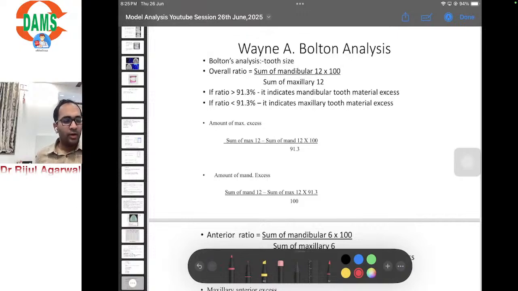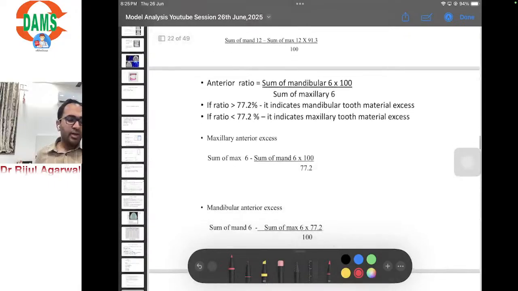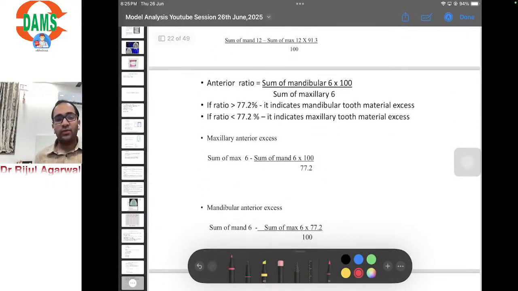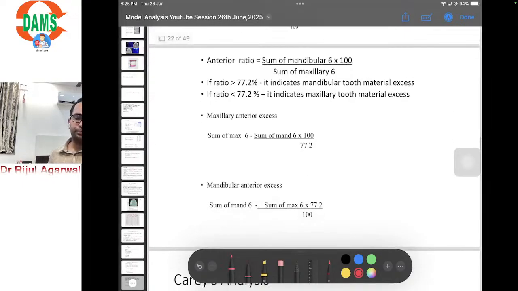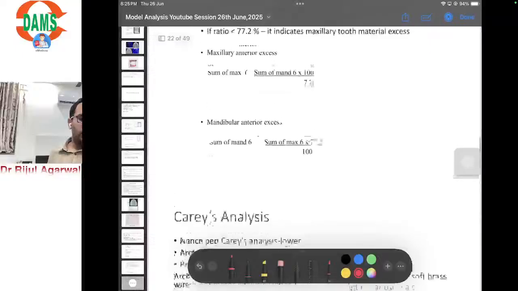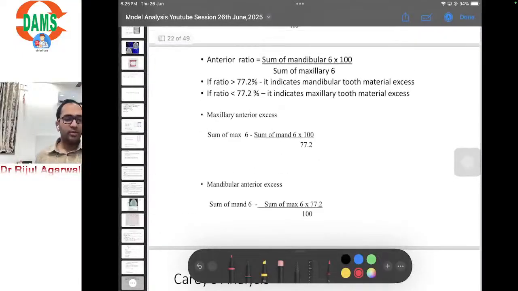Very easy to do. And similarly, to determine whether it is the anterior region or the posterior, you have a formula for the anterior 6 as well: mandibular 6 by maxillary 6 into 100, and here the value is 77.2%. Just remember this 77.2 and the 91.3% value. Okay, no need to explain this as such.